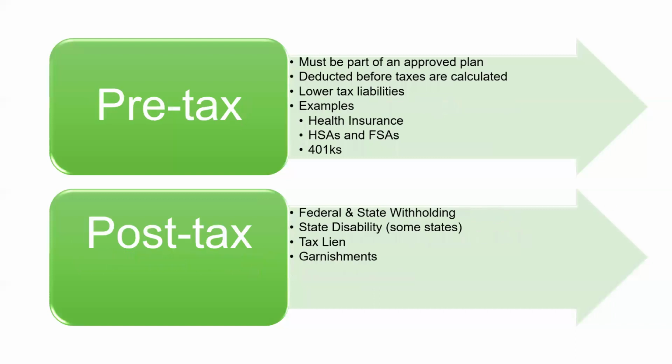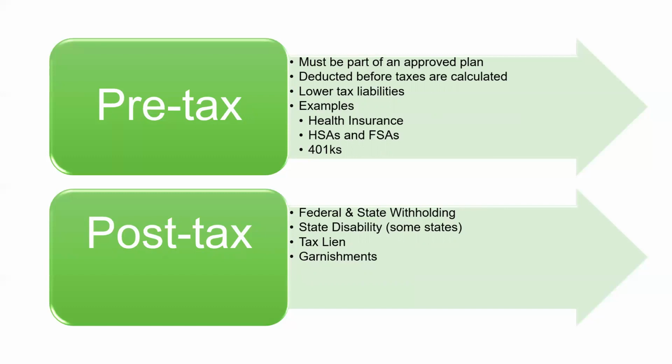And then on the other side of that, we have our pre-tax and our post-tax. Those are 2 different types of deductions that come out. A pre-tax deduction must be a part of an approved plan that your company has. That's a Section 125 plan that allows the company to take deductions pre-tax. So what this does is it deducts some of these items from your check before taxes are calculated. So it lowers your tax liability.